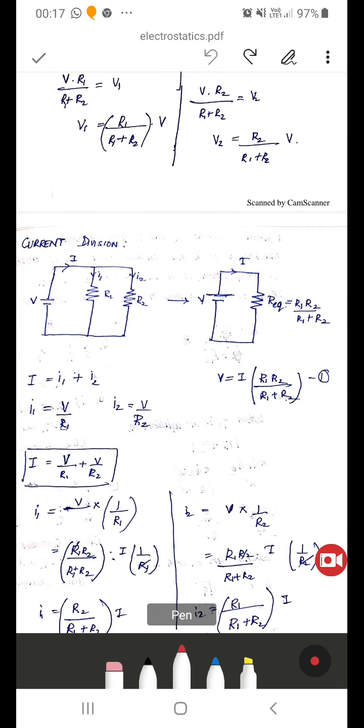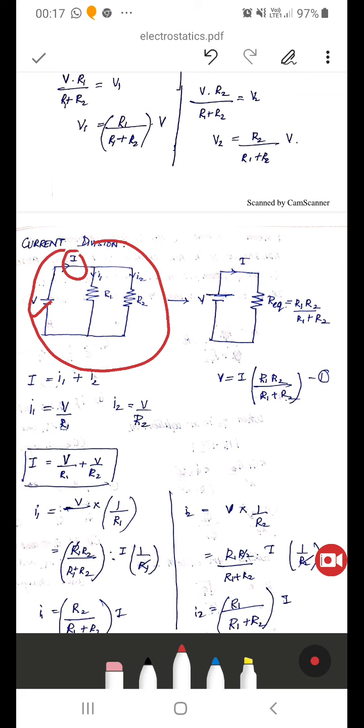Now this is the circuit given. Here V is the source voltage and I is the total current passing through the circuit, and I divides into I1 plus I2. At this point I1 and I2 flow, and two resistors R1 and R2 are placed parallel to each other. When the resistors are connected in parallel, the current divides.